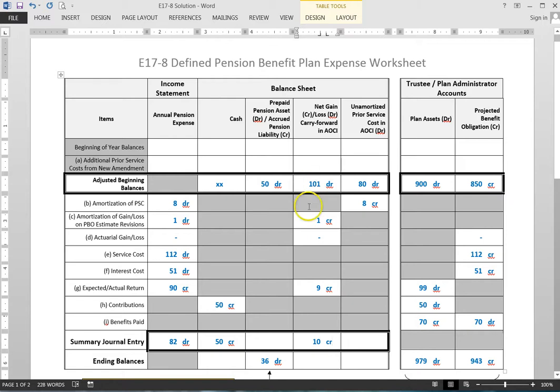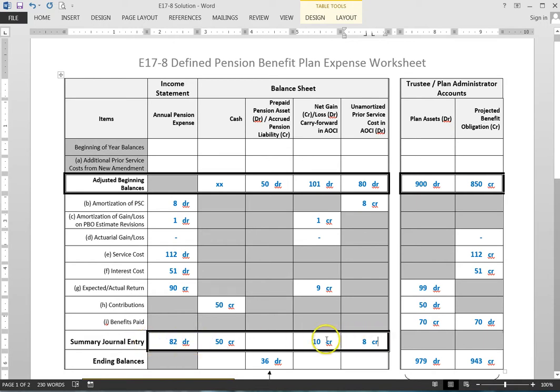Remember, this is the beginning balance. These are the changes in here. Items B through I are the changes, and that's what I'm adding up to get my summary journal entry. And then the same thing for unamortized prior service cost. I just had the one entry, an $8,000 credit, so I just bring it down here. And here's where the puzzle begins to fit together.